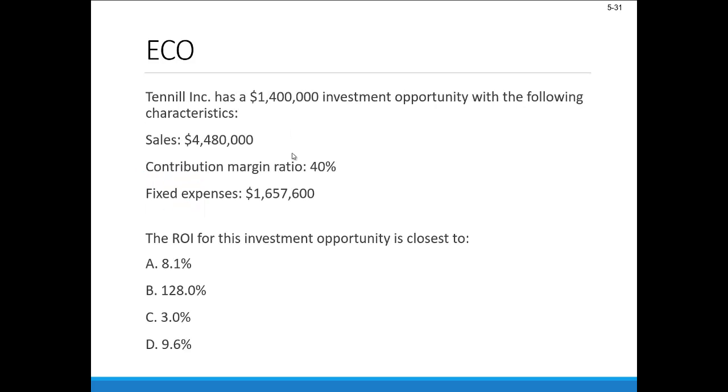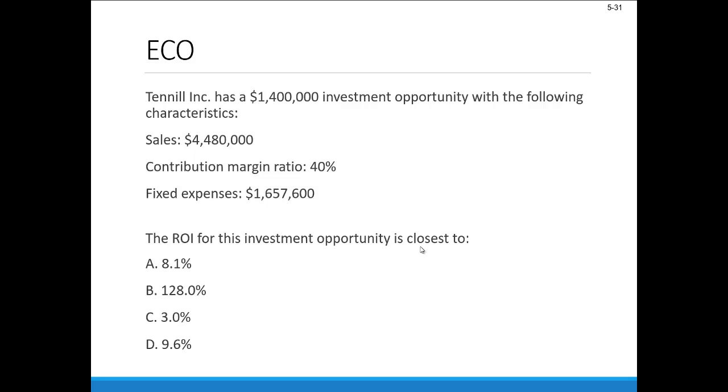Let's try another one with some numbers here. So let's say Tenalink has a $1,400,000 investment opportunity with the following characteristics. It would generate sales of $4,480,000. The contribution margin ratio for that would be 40%, and fixed expenses would be $1,657,600. The ROI for this investment opportunity would be what?